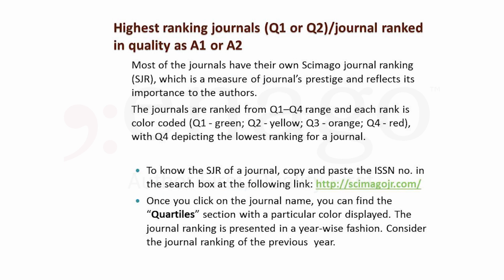Highest ranking journals. Journals are basically ranked based on various parameters. So let's look into the Scimago journal ranking system. Here, journals are ranked as Q1, Q2, Q3 and Q4. Q1 and Q2 representing the best quality journals and Q4 depicting the lowest ranking for a journal.